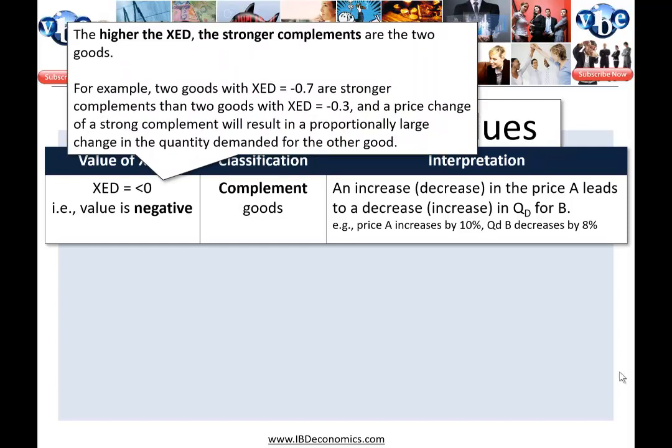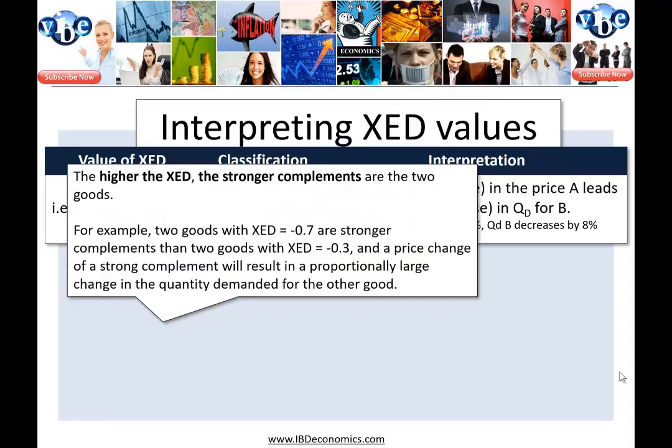And the higher our XED, the stronger the complements are. So, for example, two goods with an XED of negative 0.7 are stronger complements than two goods with an XED coefficient of negative 0.3. And that means that a price change of a strong complement is going to result in a proportionally large change in the quantity demanded for the other good.